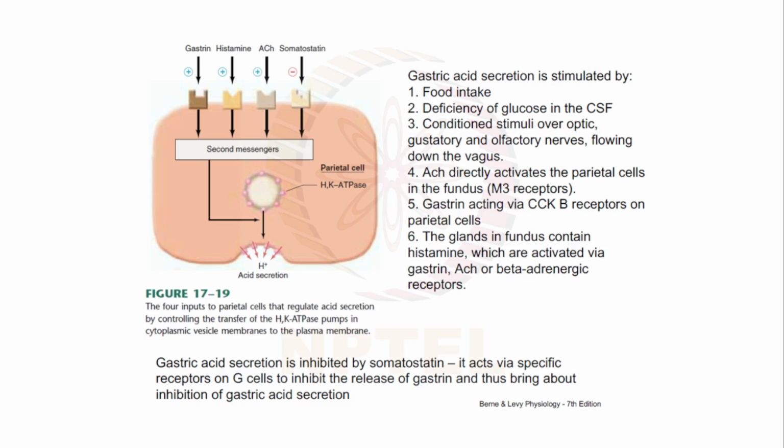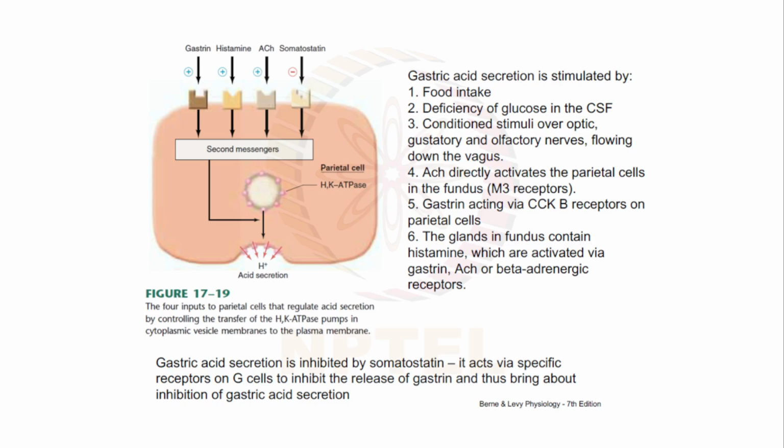Acetylcholine directly activates the parietal cells in the fundus, that is through M3 receptors. M1 and M3 receptors both work in that way. Gastrin acts via CCKB receptors on the parietal cells, and the glands in the fundus contain histamine, which is activated by the gastrin and by acetylcholine or beta adrenergic receptors.